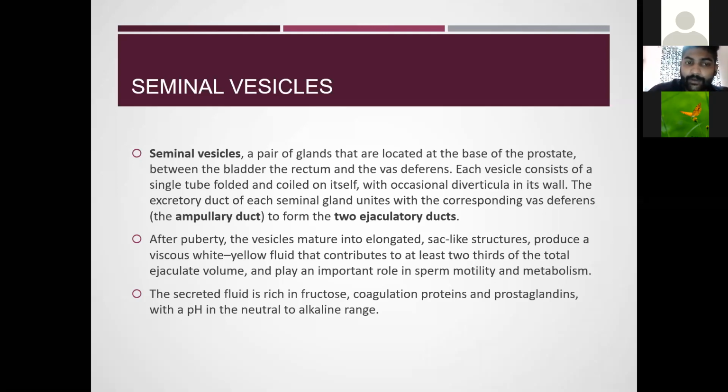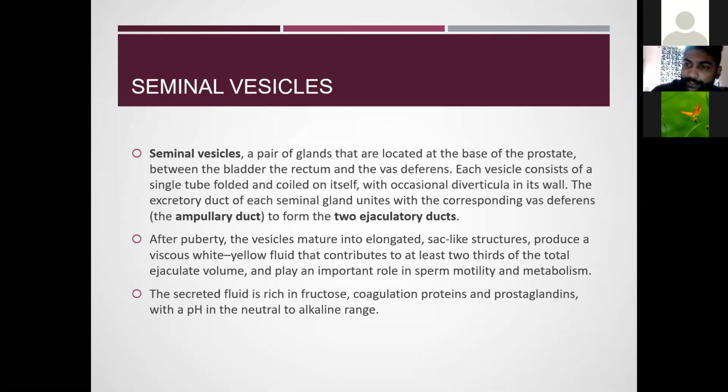So the seminal vesicle is a pair of glands located at the base of the prostate, between the bladder, rectum, and the vas deferens. Its excretory duct joins with the corresponding vas deferens to form the ejaculatory duct. Its secretion is 2/3 of the total ejaculate volume. It nourishes the sperm, and the coagulation protein acts as a protective layer around the sperm.